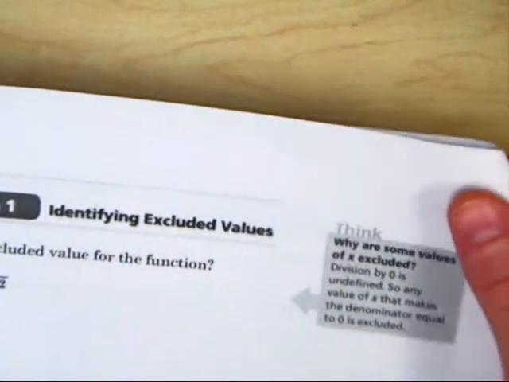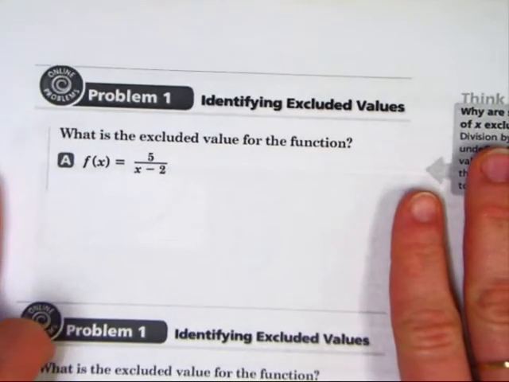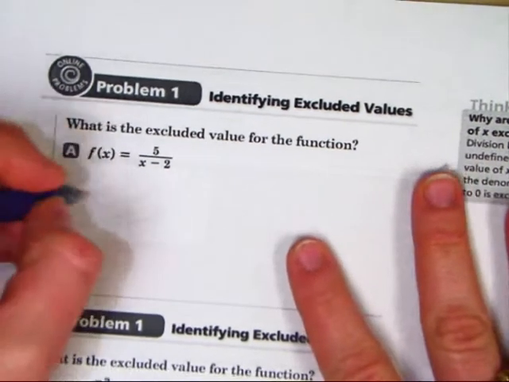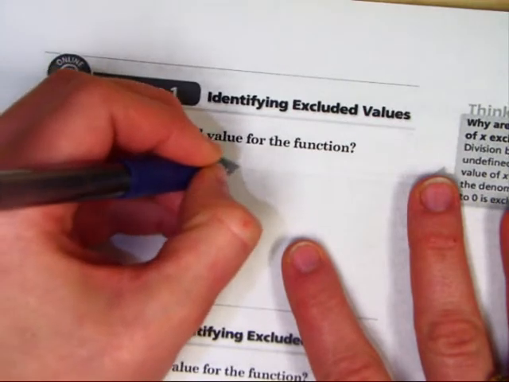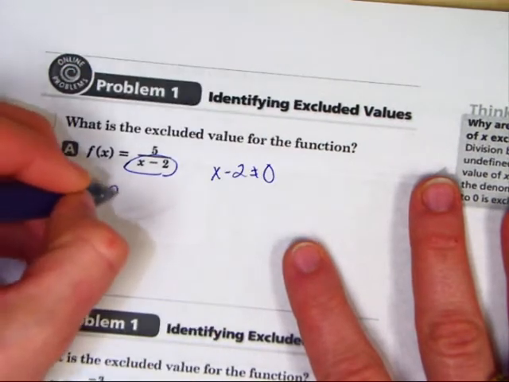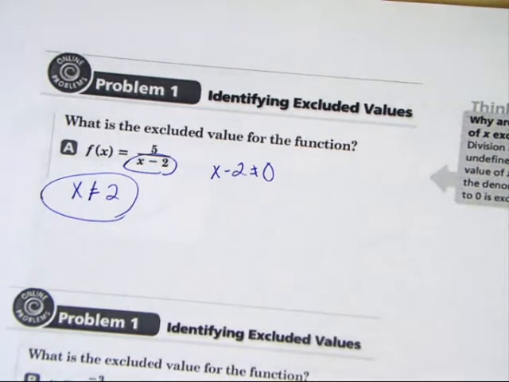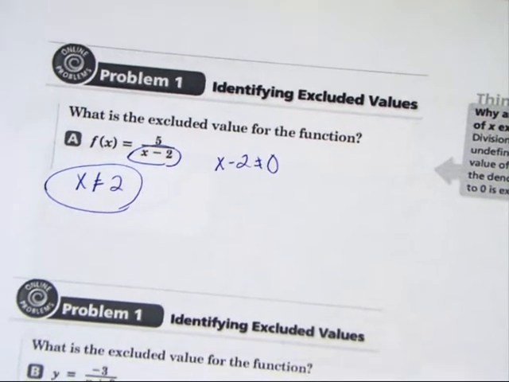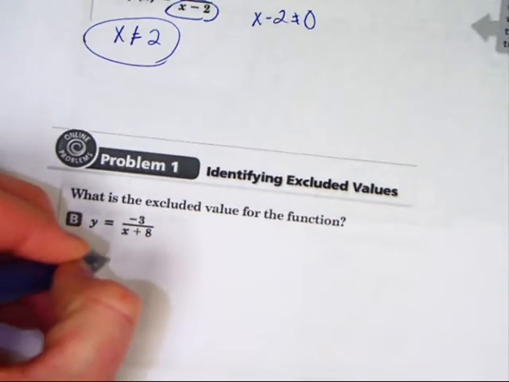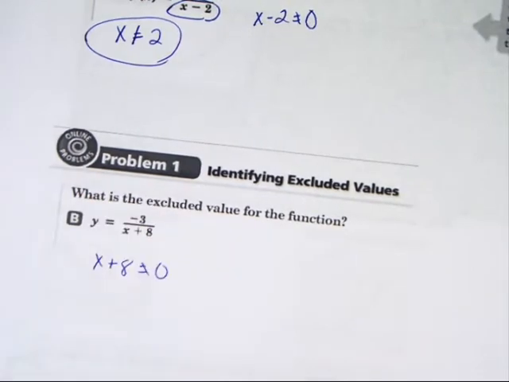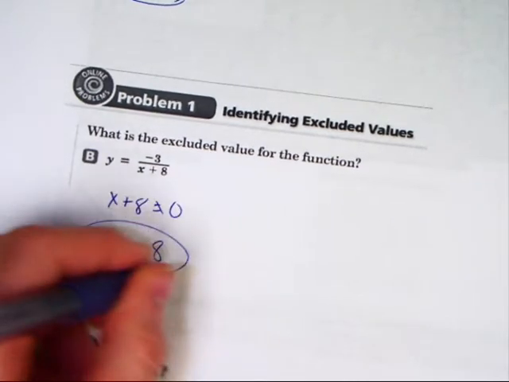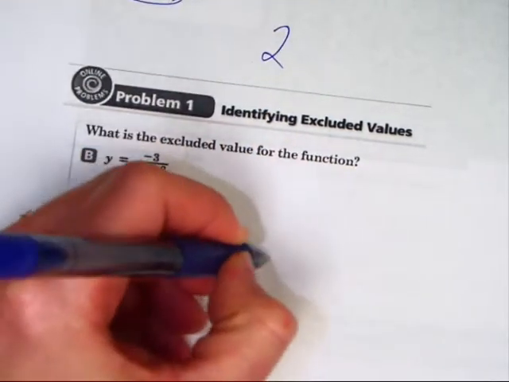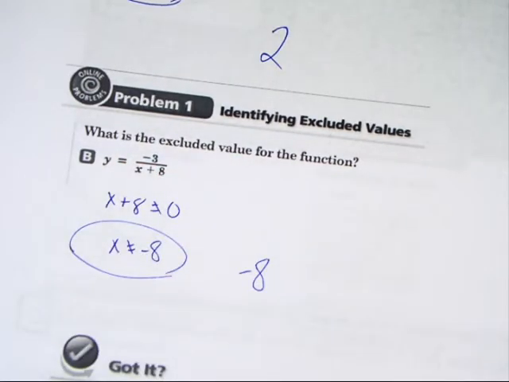Okay. Identifying excluded values. This is going to be easy for you guys because we talked about this in chapter 11, section 1. What can x not be on this problem? Well, you would say x minus 2 is not allowed to be 0. Therefore, x is not allowed to be 2. That would be an excluded value. Now in part B, you would say x plus 8, since it's the denominator, is not allowed to be 0. So your excluded value here is negative 8 when you solve. So 2 and negative 8 are what we call the excluded values.